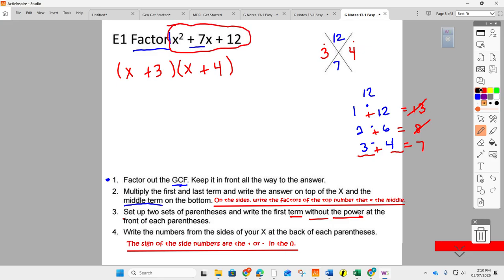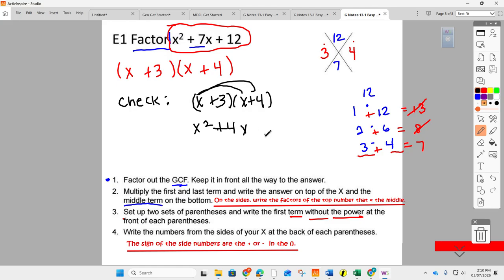Now, we should be able to check it, and to check it, all we do is multiply them. I'm only going to check this one, but you should remember how to check it. On the test, you can make sure you've got the right answer. So if I multiply x plus 3 times x plus 4, I should get what they asked us to factor. So let's do it. X times x is x squared. X times 4 is 4x, and both of them are positive. 3 times x, positive 3x, so plus 3x. And 3 times 4 is 12.